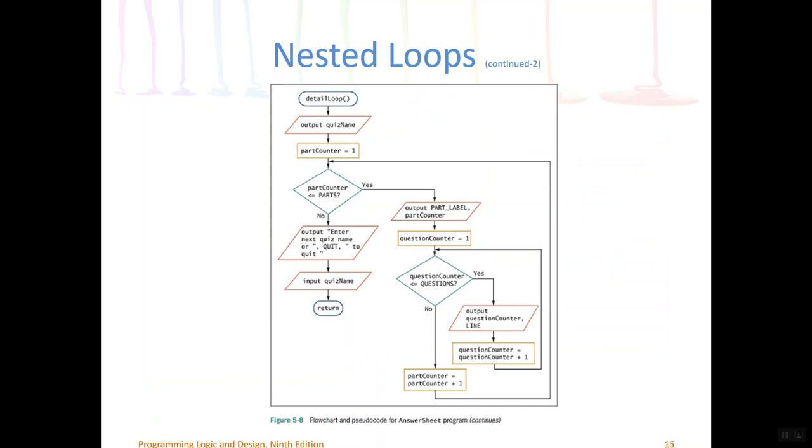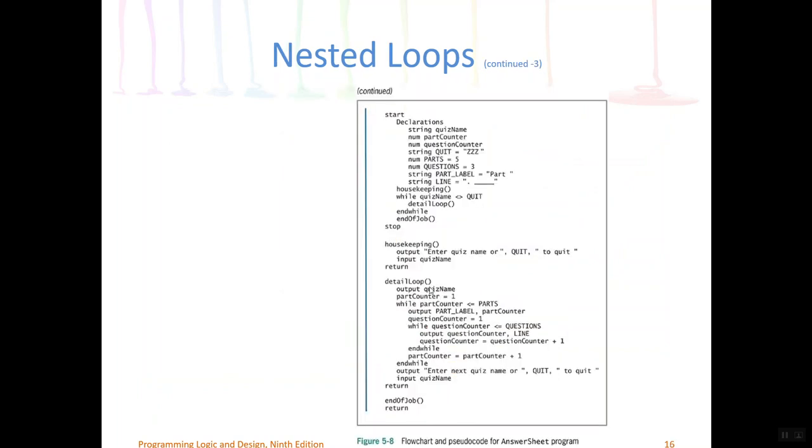So we see now we have 3 levels of nesting. 2 of the inner loops are actually defined inside of detail loop, but altogether we have 3 different levels of loops. The outermost is a Sentinel controlled loop, as we saw in main. In detail loop, we have two nested counter controlled loops, one that uses part counter to control it, one that uses question counter to control it.